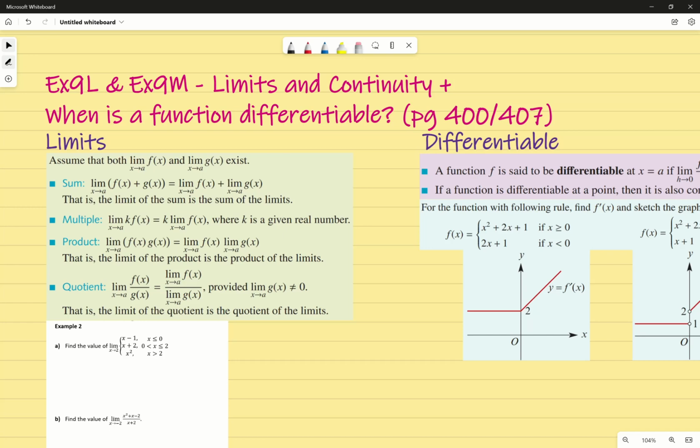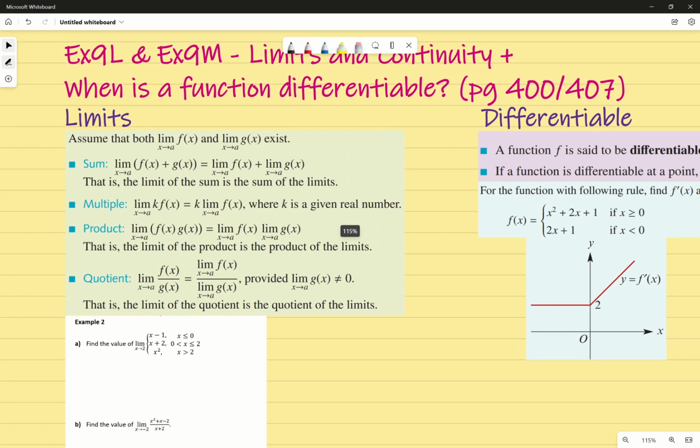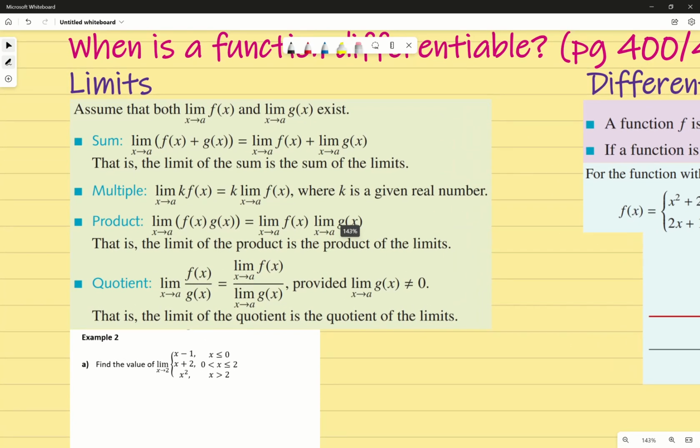This is an introduction to exercise 9L and exercise 9M on limits and continuity, and also when a function is differentiable. Very quickly, a quick review of limits. Again, some of you should be generally quite familiar with this, especially because we covered it quite in depth last year. But these are the rules that are applicable where both the limit of f of x and the limit of g of x exist.